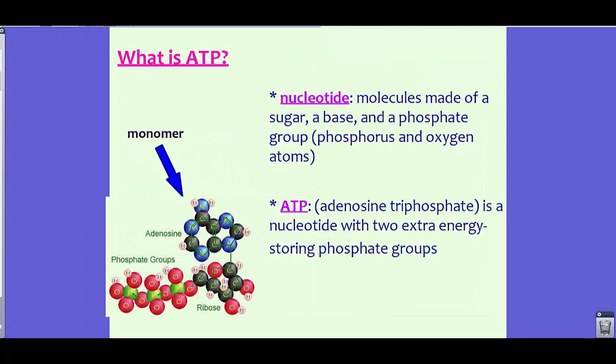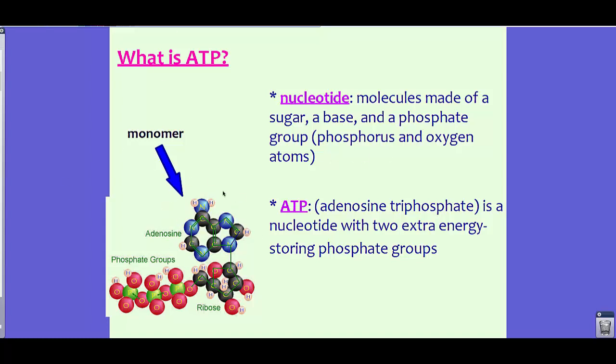So what really is ATP? Well, we've talked about nucleotides already. And typically, a nucleotide is a molecule that's made up of a sugar, a base, and a phosphate group. Well, this is part of ATP. The A of ATP is adenosine, and adenosine is a nucleotide. And then remember, the nucleotides have the sugar, the base, and a phosphate group.